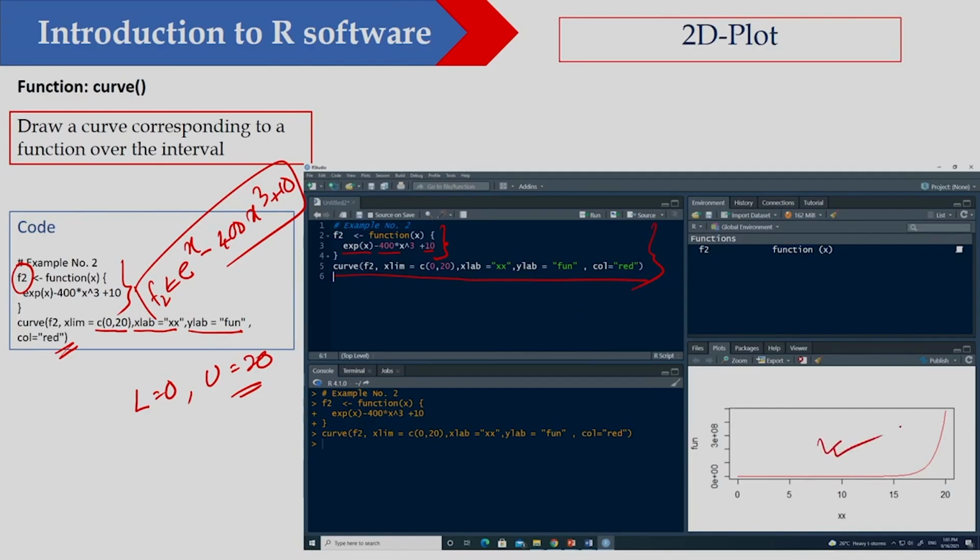So, I am getting this particular function. Once you execute this one, you will get this function here. So, you just see I put the label here. This is the x and this is your fun, okay. So, you can also change your label.